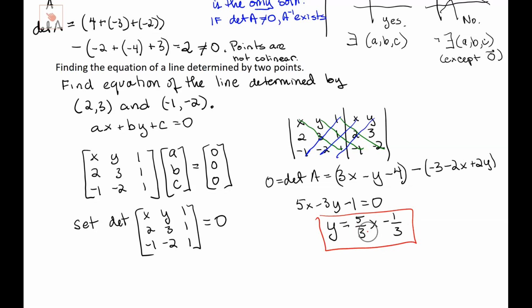So a is 5/3, b would be -1 if I pushed these all to the right-hand side, and c is -1/3. And always remember that you can check by plugging in your points. So if I plug in x equal to 2, what do I get? Well, I get 3. And if I plug in x equal to -1, I will get -2.